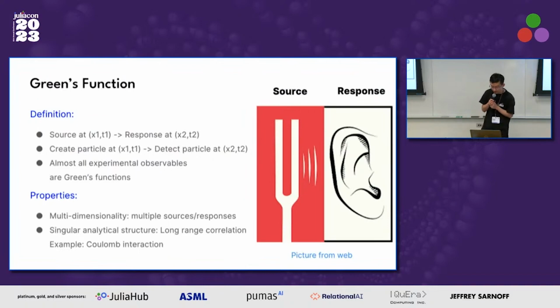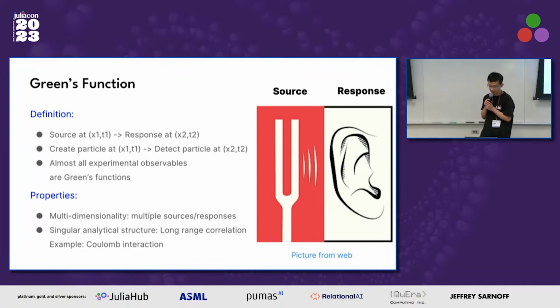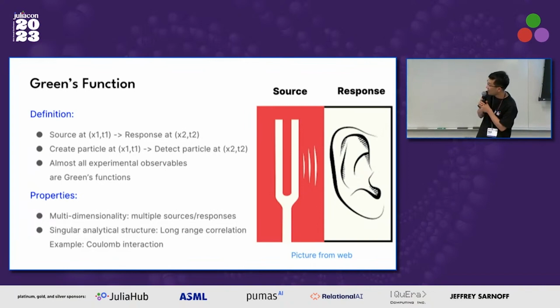So in the most general sense, a Green's function describes a response at the coordinate x2 and time t2 with respect to a source at x1 and t1. A typical example would be the sound wave shown here. In the many-body physics context, this would correspond to creating a particle at x1, t1 and detecting the particle at x2, t2. Almost all experimental observables are Green's functions.